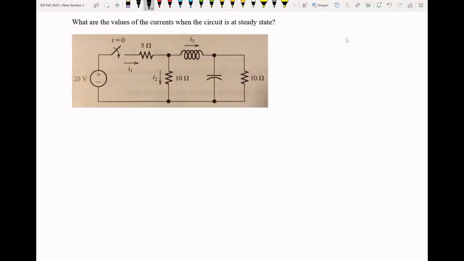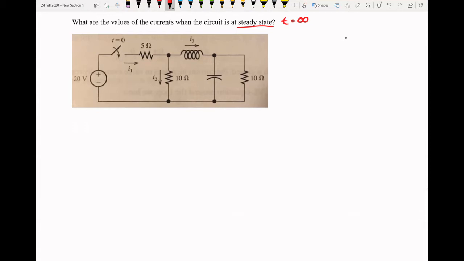Okay, let's take a look at the next problem we have here. This problem is asking us to determine the values of the currents when the circuit is at steady state. Steady state, pretty useful term there. So what does steady state imply? Well, steady state means we are at time equal to infinity.